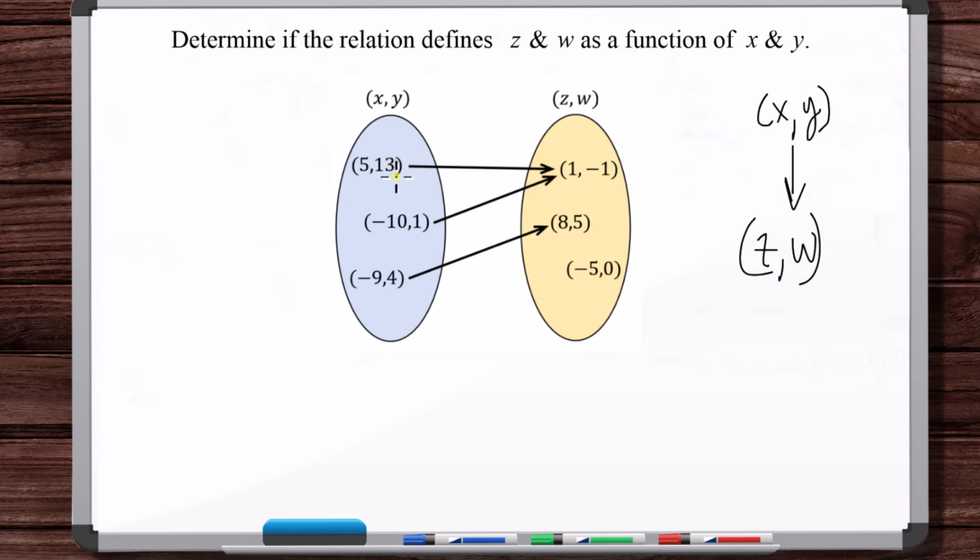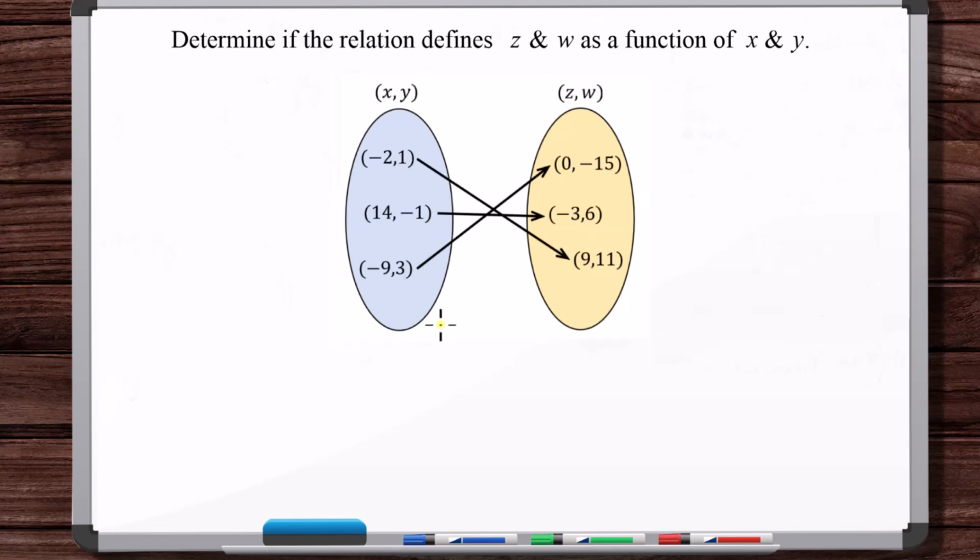This is a function. You don't have any input mapping to two separate outputs. You have two separate inputs mapping to the same output. That's fine. You could have potentially a package that weighs this much and has this size, mapping to $5 shipping with 3 days shipping time, and some other weight and size combination also mapping to $5 shipping and a 3 day shipping time. That can happen. Okay, is this a function? Yes. Every single input is mapping to its own unique output. More specifically, there's no single input mapping to more than one output.